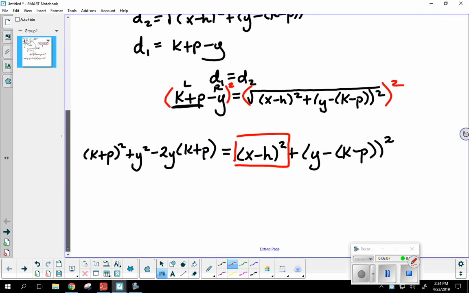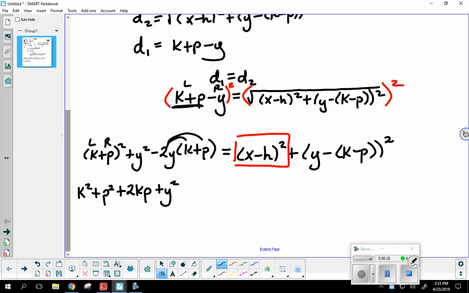So I'm not going to touch that. I'm going to leave him exactly as is. The rest, I'm going to go ahead and continue to expand. So this is the left, this is the right. So square the left, k squared, square the right, double the middle, plus 2kp, plus my y squared.